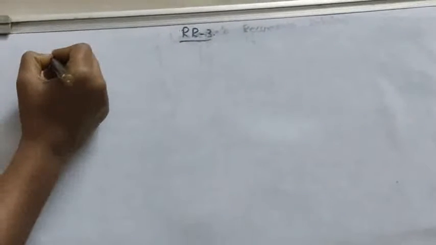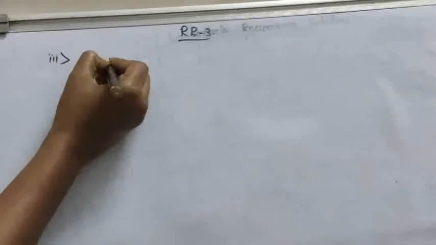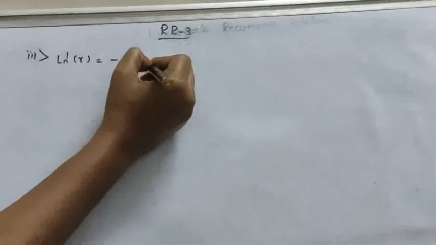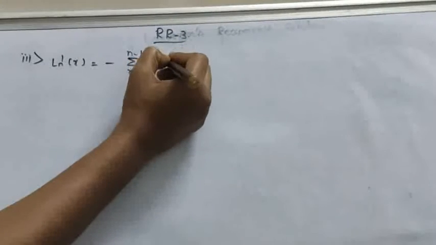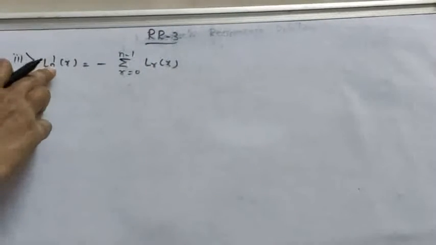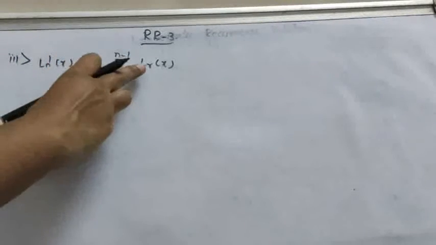In recurrence relation 3, we have to prove ln dash of x is equal to minus summation r is equal to 0 to n minus 1 Lr of x. So what is recurrence relation 3? ln dash of x is equal to minus summation r is equal to 0 to n minus 1 Lr of x. Now the generating function we are going to consider.